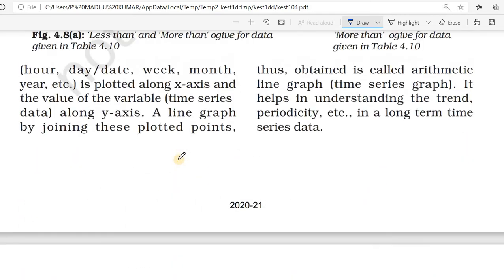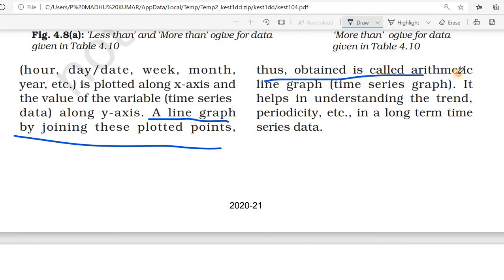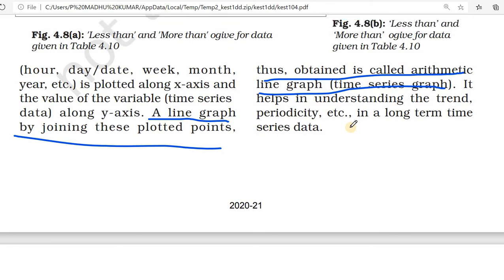When we join these plotted points we get a line graph, called an arithmetic line graph or time series graph. In the x-axis we mention the year and in the y-axis the values. It helps in understanding the trend, periodicity, etc. in long-term time series data.